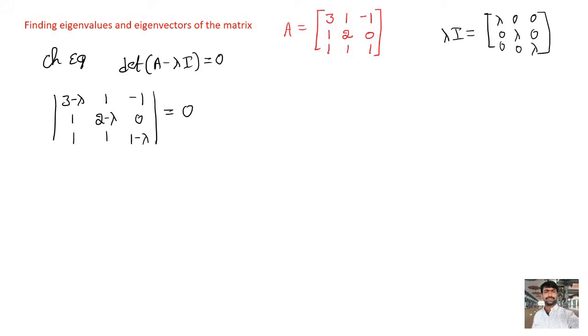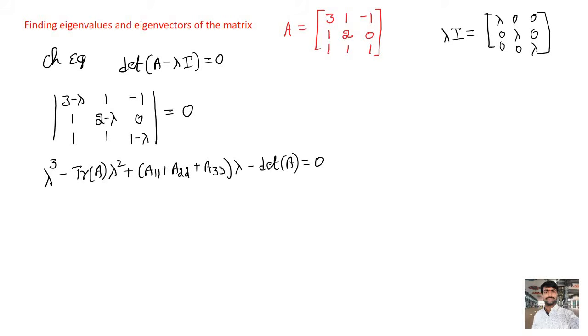So to escape that computation, we can use a simple formula here for the characteristic equation of a 3 by 3 matrix, which is lambda cube minus trace of A into lambda square plus sum of the cofactors of the diagonal entries into lambda minus determinant of A equal to 0. For a 3 by 3 matrix, this is the formula for the characteristic equation.